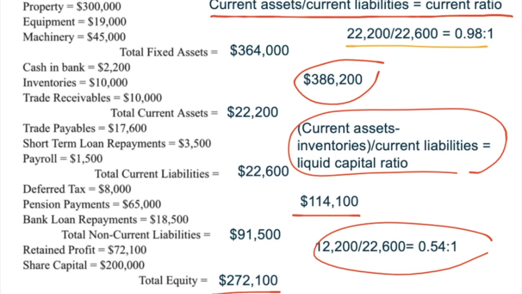Now, sometimes you might get a current ratio which is positive, so for example above 1, but then when you work out the liquid capital ratio it is really, really below the 1. And therefore, you can use that as an analysis tool to say that if this company didn't sell some of its stock, then actually they wouldn't be liquid.